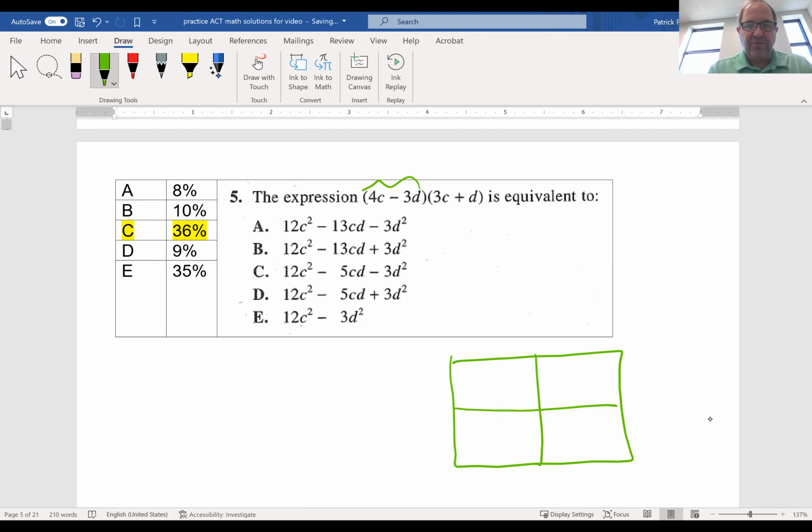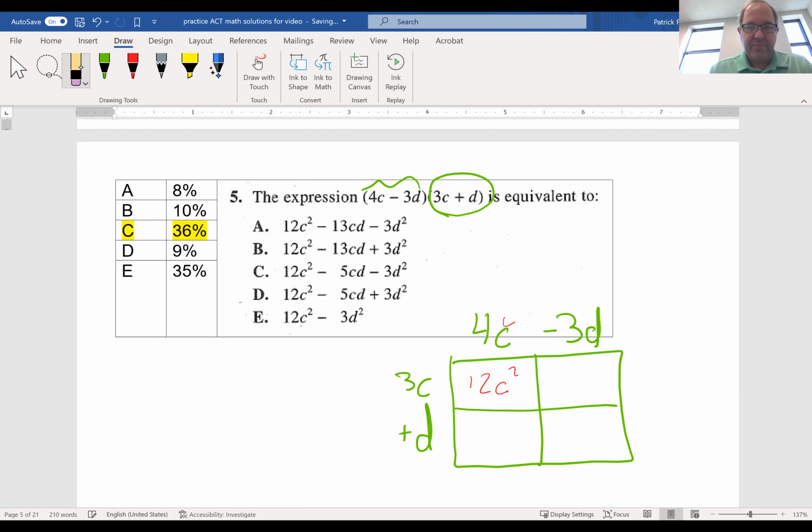Like here, we've got 4C minus 3D. And in here we have 3C plus D. And what I'm going to do is multiply these. It's kind of like a Punnett square. I'm going to multiply these first two terms. Well, 4 times 3 is 12. And C times C is C to the second power.